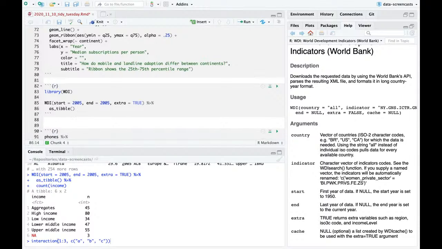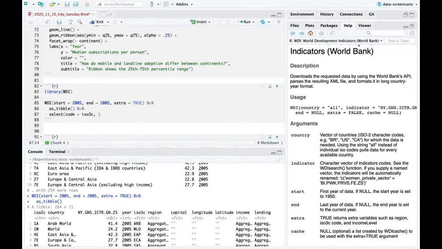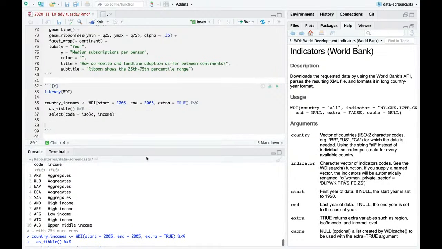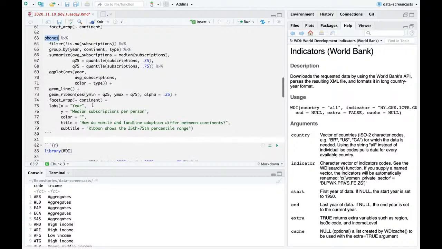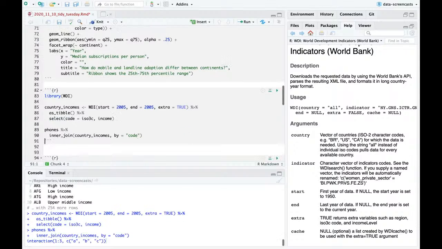And to take this, I can say select only code is ISO 3C. That's the one I want, the 3-letter code. And income, and check that. And now I'll call it country incomes. Here we go.